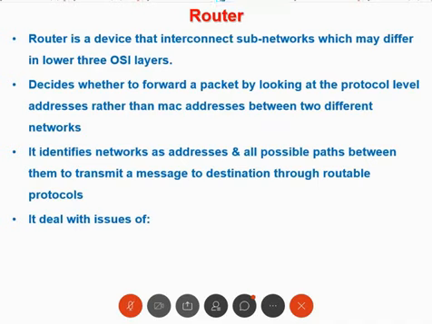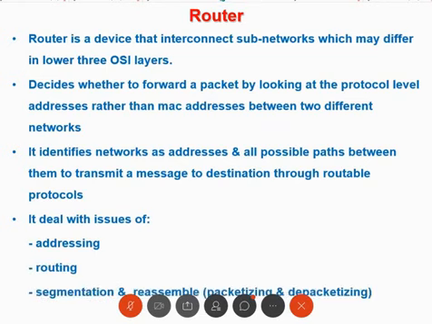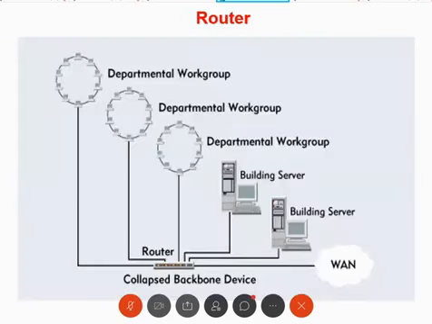It identifies the network addresses and all possible paths between them, and transmits a message to the destination through routing, using routable protocols and routing tables. It addresses the issues of addressing, routing, segmentation, reassembling, packetizing and depacketizing. Router. You have a WAN, you have different servers, different work groups.